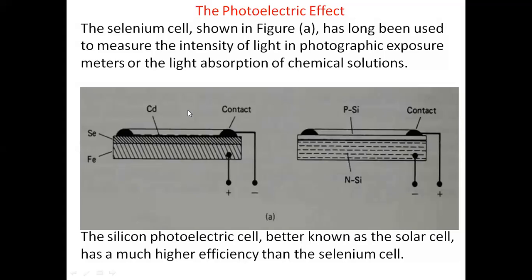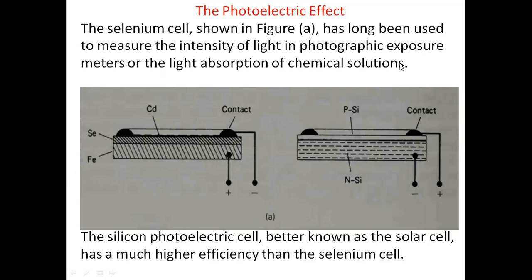Generally, two types of materials are used as transducers for the photoelectric effect. One is selenium and the other one is silicon. The selenium cell has long been used to measure the intensity of light in photographic exposure meters or the light absorption of chemical solutions.